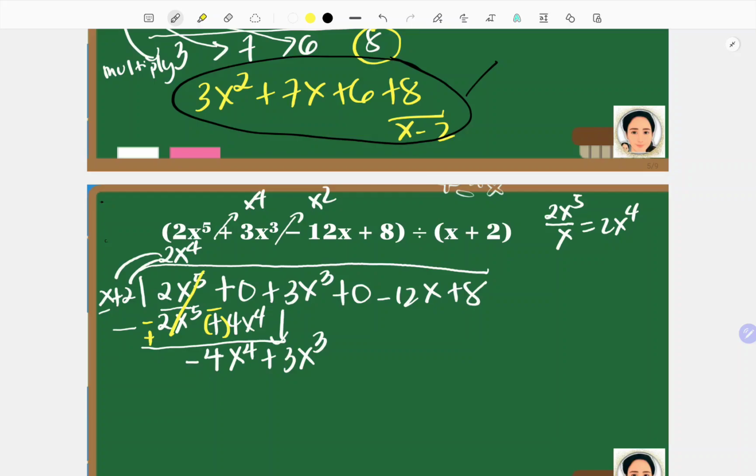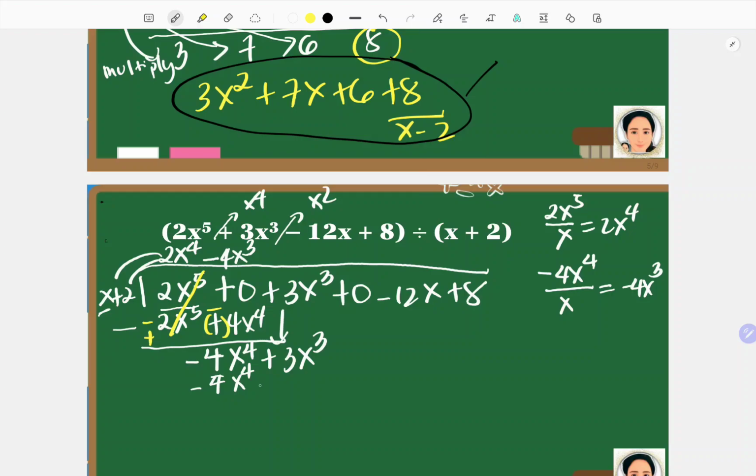Okay, again, divide the first term of the dividend to the first term of the divisor. So you have here negative 4x to the fourth divided by x. And your answer is negative 4x cubed. Write it on top. Then multiply your quotient to the divisor, negative 4x cubed times x. We have here negative 4x to the fourth. Why? 3 plus 1, in the exponent of x, we have 4. Then, negative 4x cubed times positive 2.